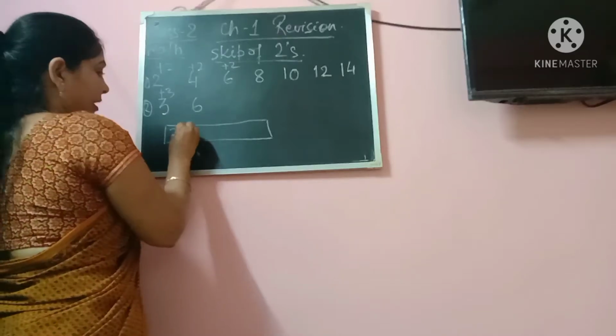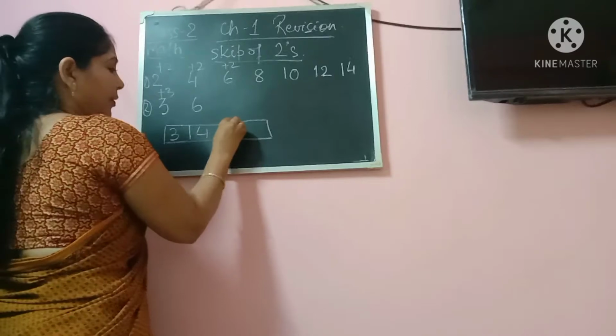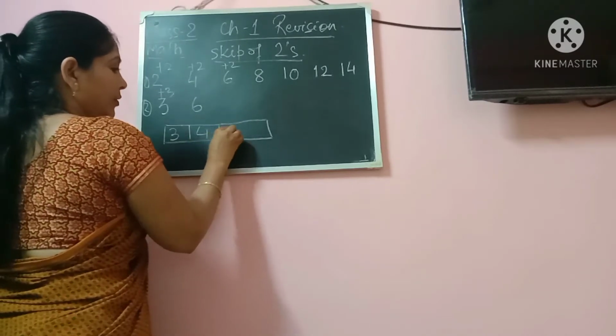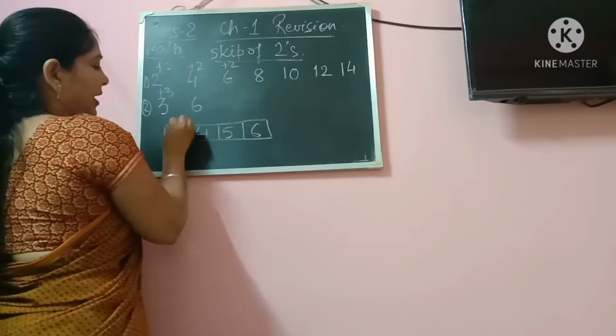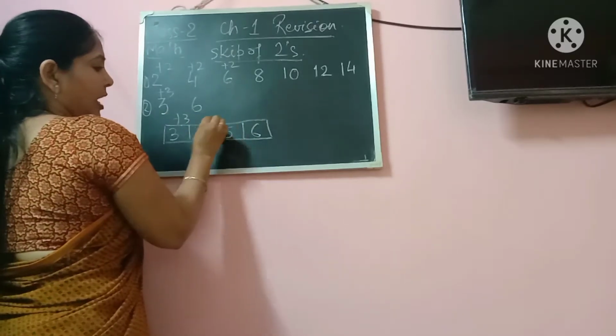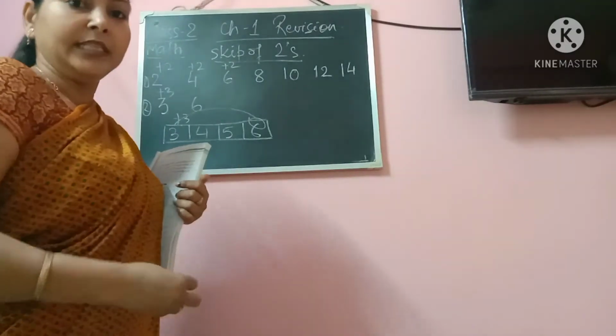3, okay, then 4, 1, 2, 3, 1, 2, 3. So from 3 I have added 3, 1, 2, 3. So I am getting 6 in this way.